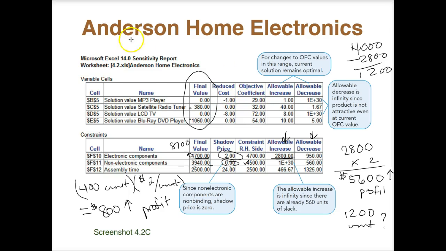Okay, so in short, we know that the profit will go up at least $5,600, but for the remaining 1,200 units that the sensitivity report does not let us know about, we really don't know what's going to happen. So that's you're seeing a limitation of the sensitivity report here.